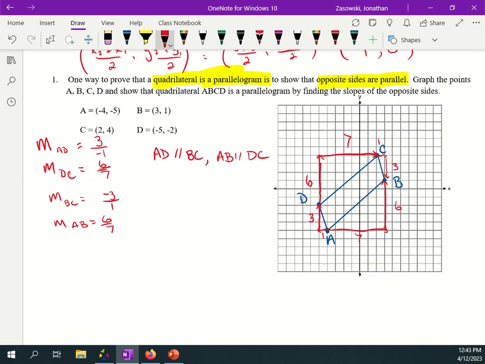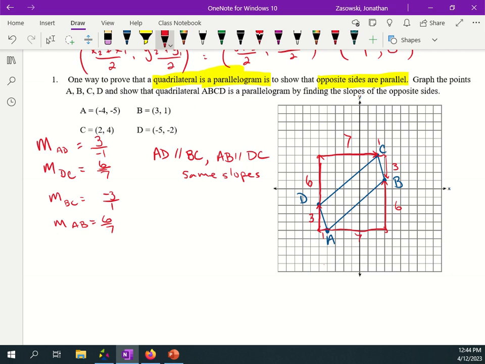Now, this is kind of like a statement in your proof. And if you have a statement, you need a reason. So what is the reason why we know these are parallel? Same slope. Or slopes are equal. That's it. Okay? So notice what we did. Graphed it, labeled it, calculation, said something about the calculation.